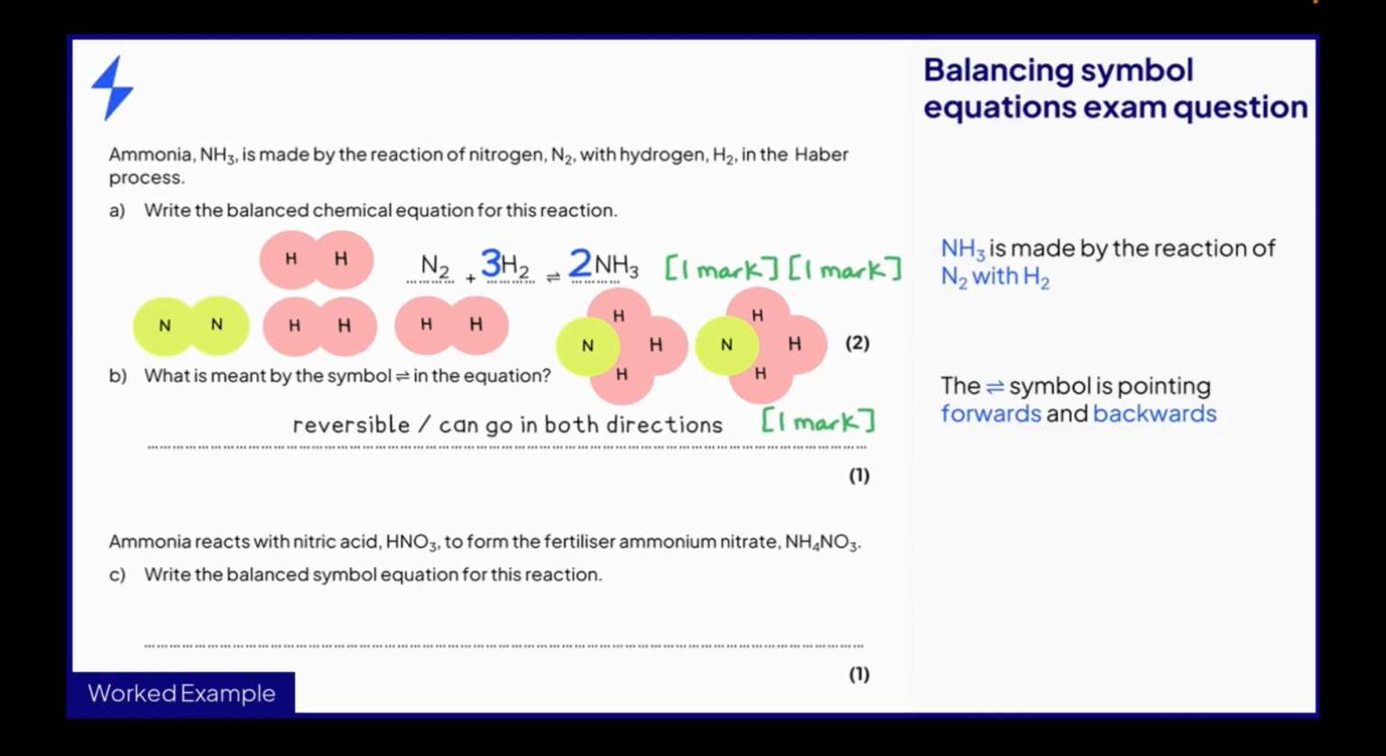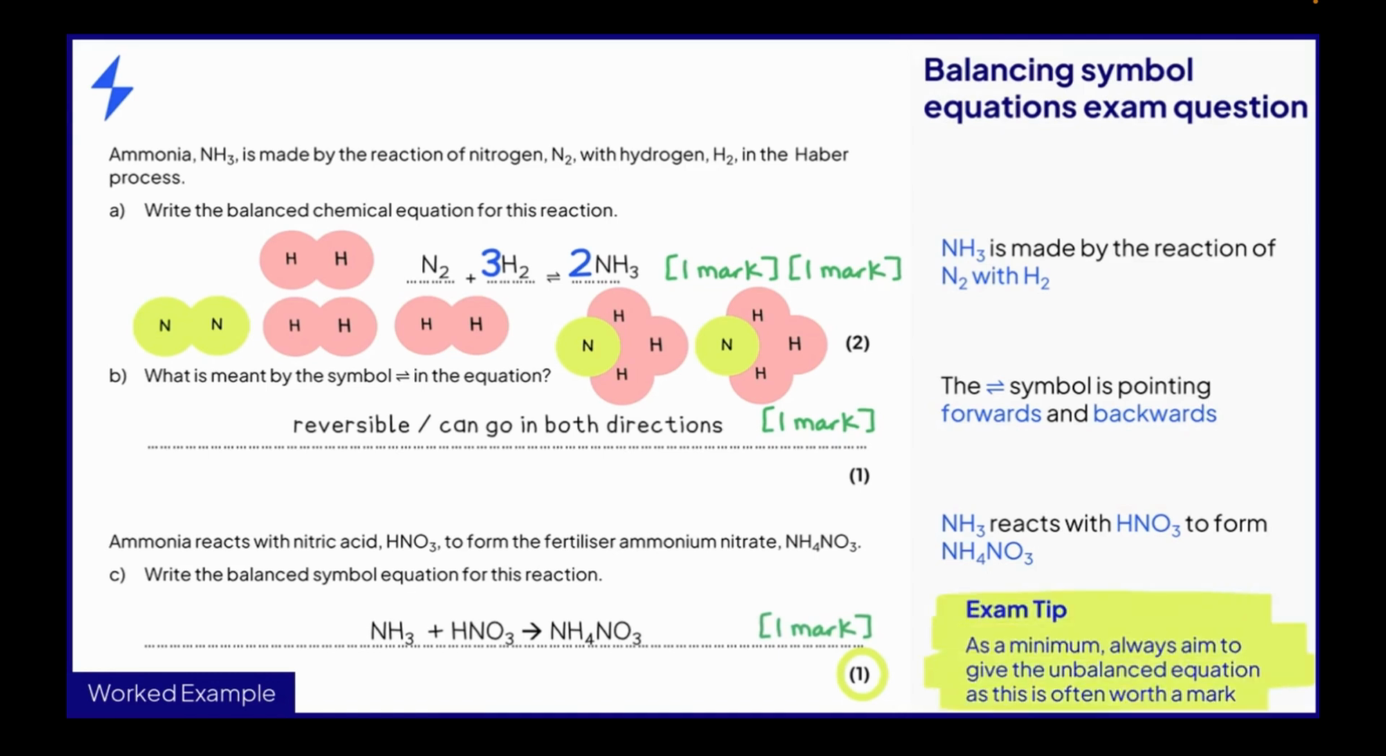This gains 1 mark. In Part C, the key information is that NH3 reacts with HNO3 to form NH4NO3. This gives the equation NH3 plus HNO3 arrow NH4NO3. Looking at the question, we can see that the equation is for 1 mark. The equation is actually balanced and therefore gains the mark. In any question, it is always worth writing the unbalanced chemical equation because you may still gain 1 mark.